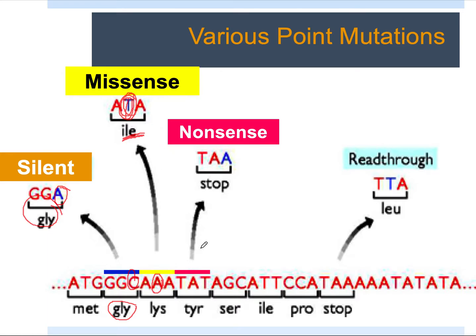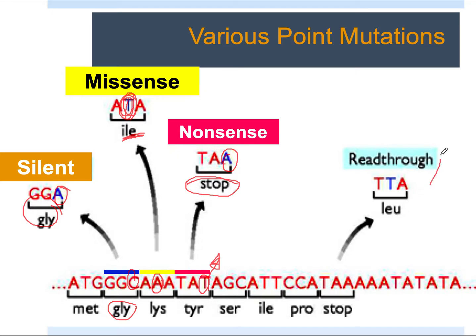Then there is a nonsense mutation. A nonsense point mutation will lead to a stop codon. So you have TAT, but there has been a mutation. Instead of T, there is A here, and that leads to a stop codon. So the protein is truncated earlier than it should be. That's an example of a nonsense point mutation.